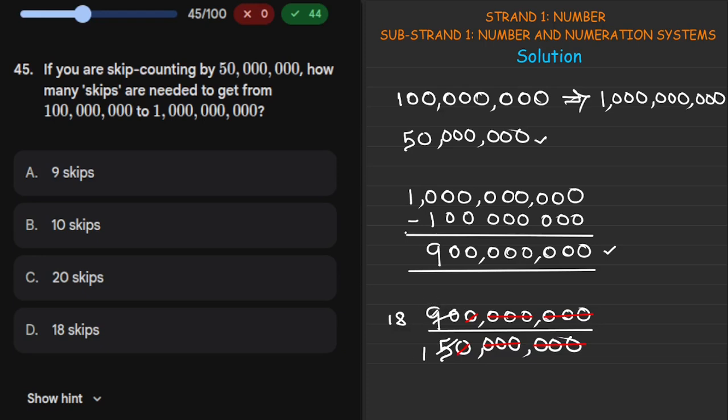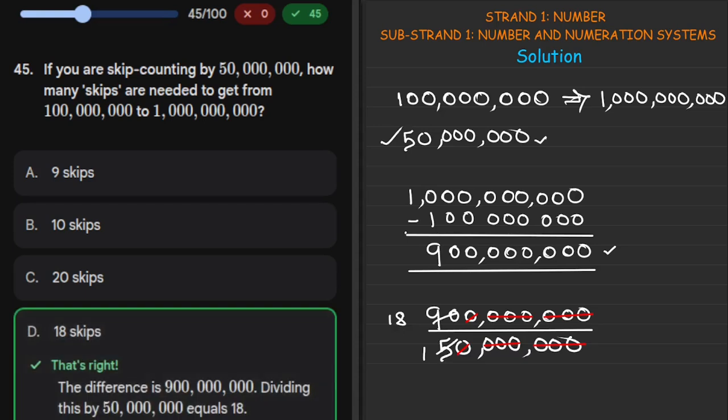So that simply means if you want to skip count by 50 millions, we need to skip count 18 times before we can get to this number over here. You see, so that is, we need to skip count 18 times before we can get to this number over here. So we have 18 skips, and it simply says the difference is, as we just did, then dividing this by this equals 18. Very simple.